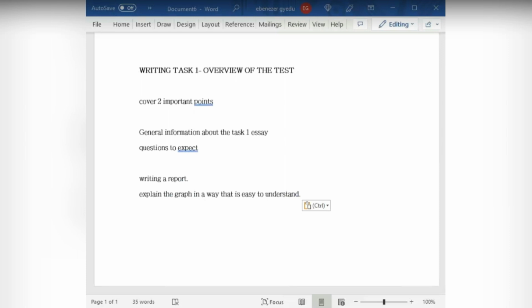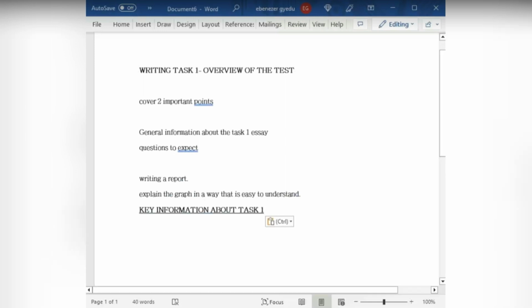The reader should be able to picture the graph from what you have written. To do this, you should write it in very clear, short sentences that are very easy for everyone to know what you are talking about. Now, let's look at some of the key information about the writing task 1.